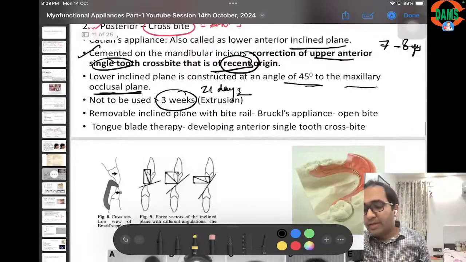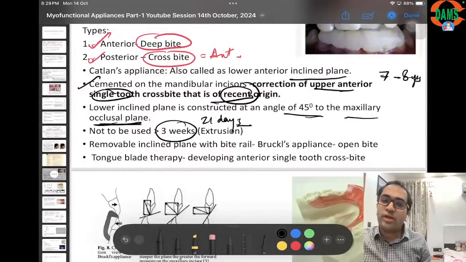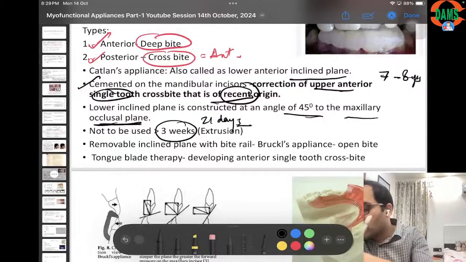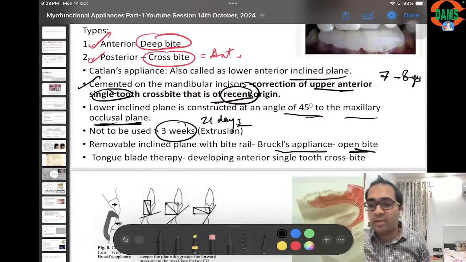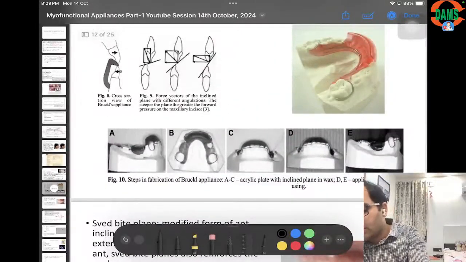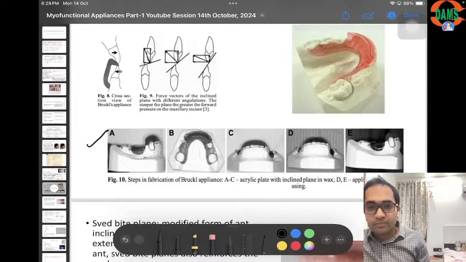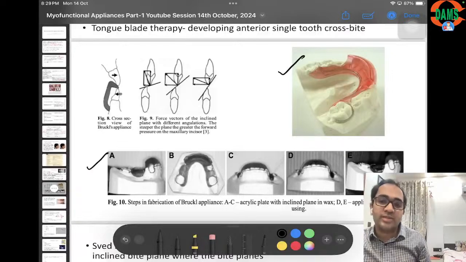Next, a modification of this. This one was fixed and cemented on the lower. A modification of this, that is a removable inclined plane with a bite rail, is known as Bruckl's appliance, used for correction of open bite. So this is an image of Bruckl's appliance. Another colored image of Bruckl's appliance. It's a removable anterior bite plane.